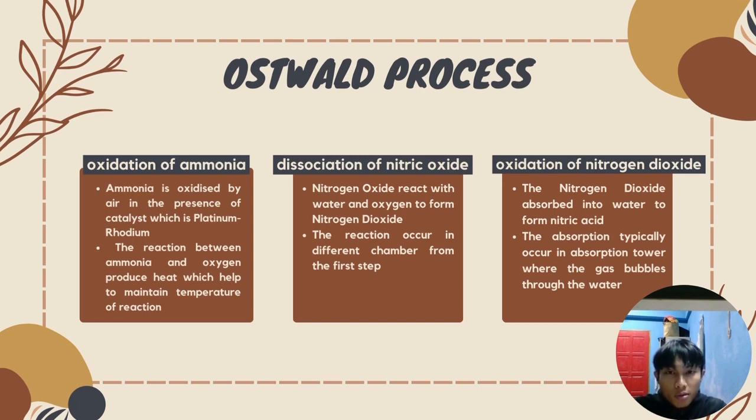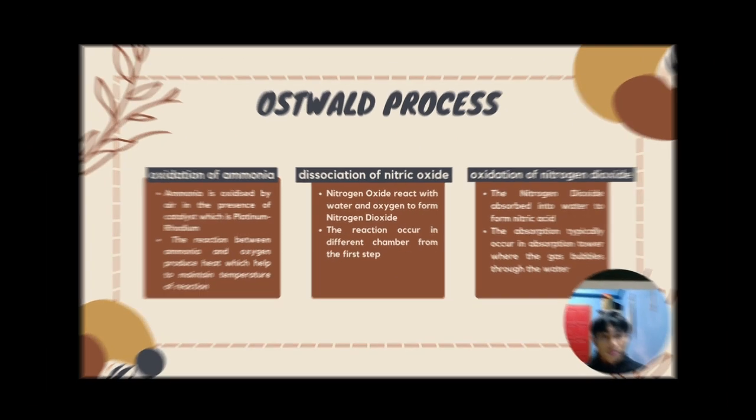Next, we have oxidation of nitric oxide. So the nitrogen oxide will react with oxygen to form nitrogen dioxide. This reaction occurs in a different chamber from the first step. And the last step is absorption of nitrogen dioxide. The nitrogen dioxide will be absorbed into water to form nitric acid. The absorption typically occurs in an absorption tower, where the gas bubbles will go through the water. That's all from me. Thank you.